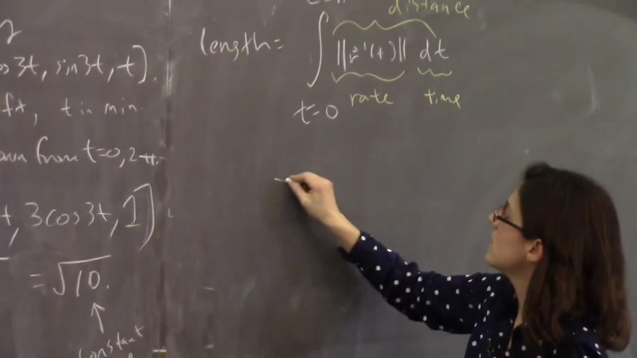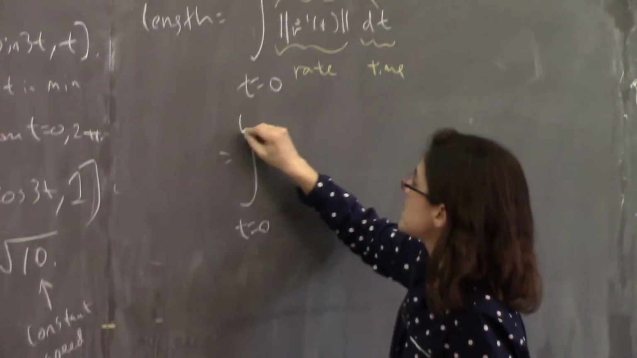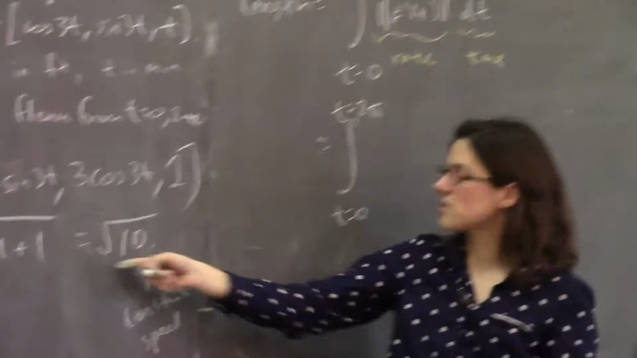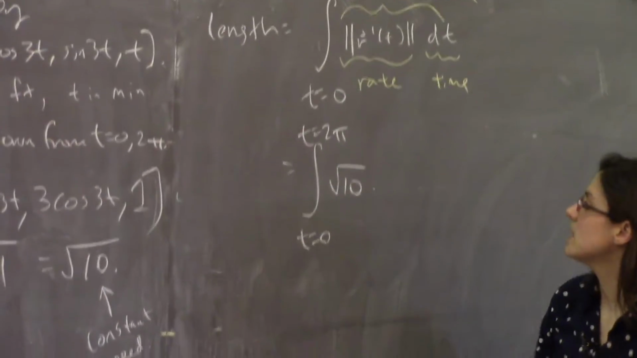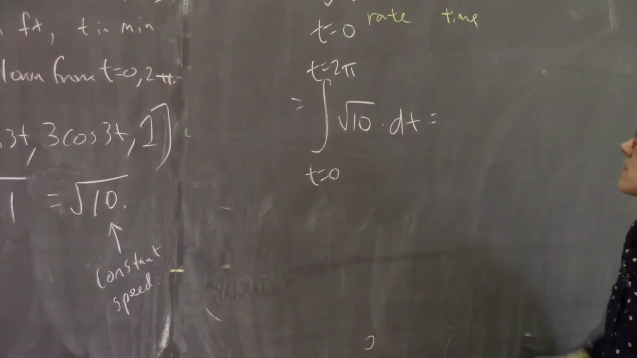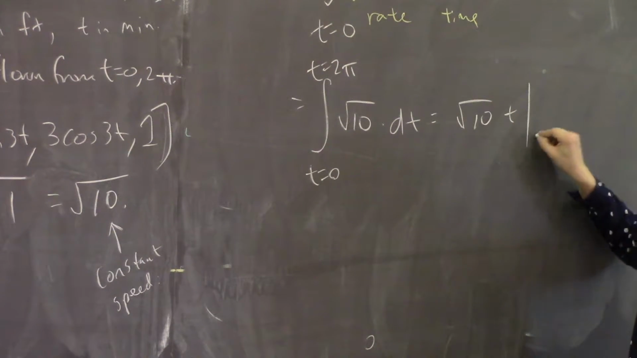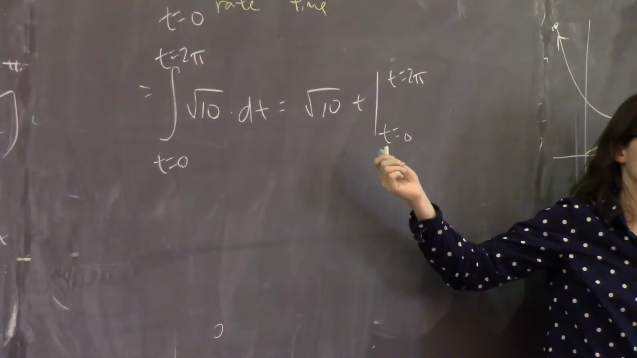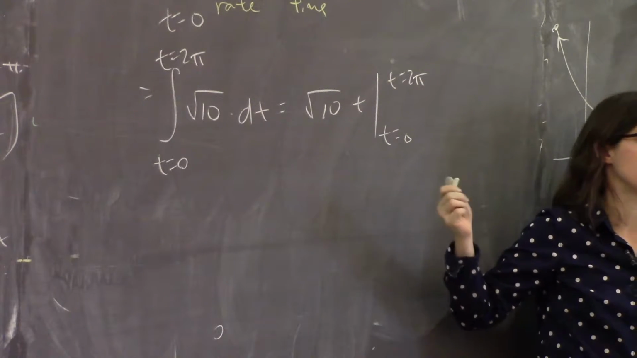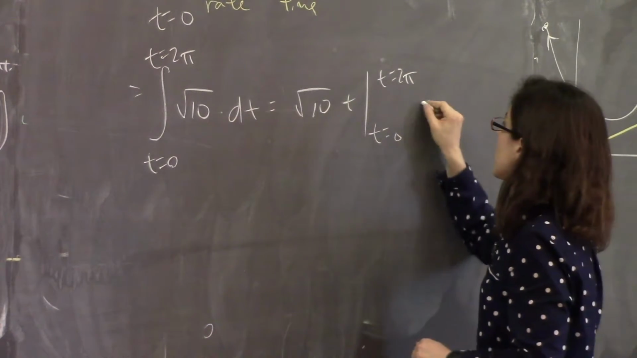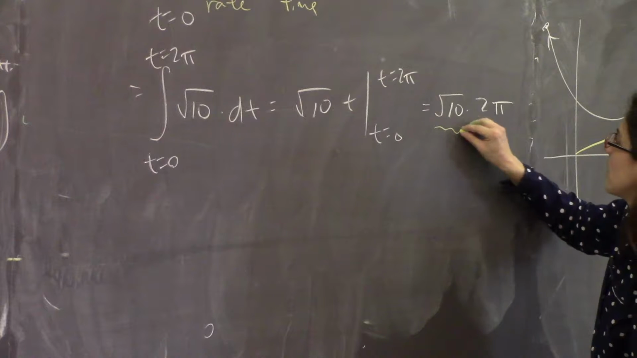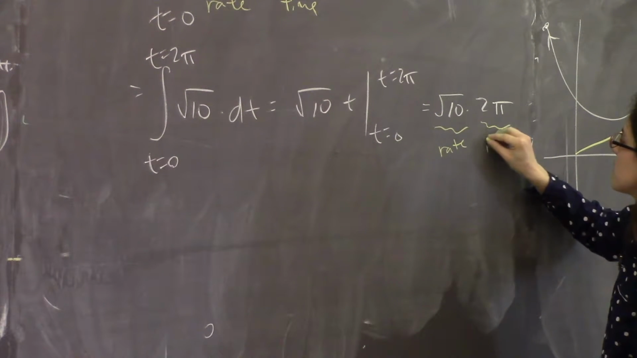So let's plug in what we know. We're going from t equals 0 to t equals 2 pi. The magnitude of our velocity vector, that's just our speed, is square root of 10, constant speed, times dt. So when we integrate this, we get square root of 10 t from t equals 0 to t equals 2 pi. This just says you're going square root of 10. So the distance you go is just square root of 10 times however long you're going for. So we get root 10 times 2 pi, where this part is the rate, and this part now is the total time. And so that whole thing is the distance.